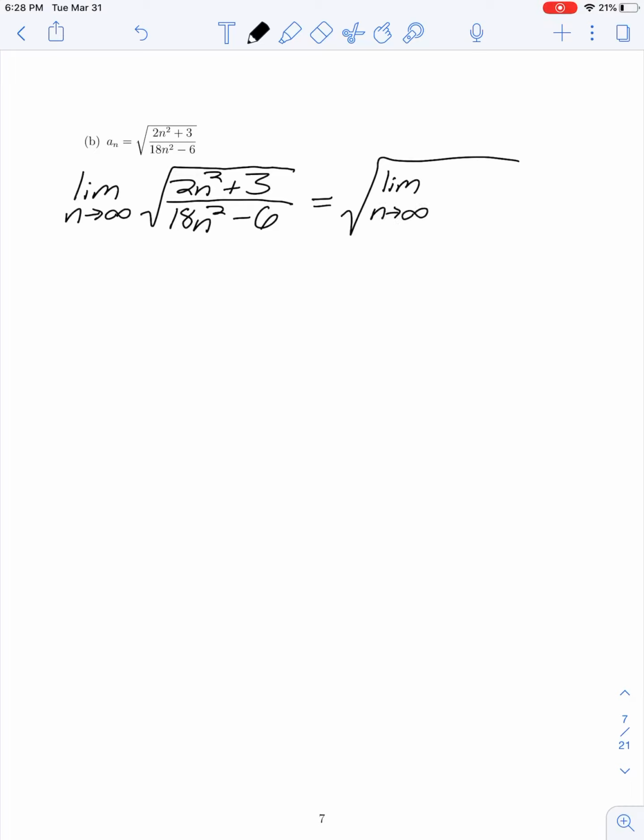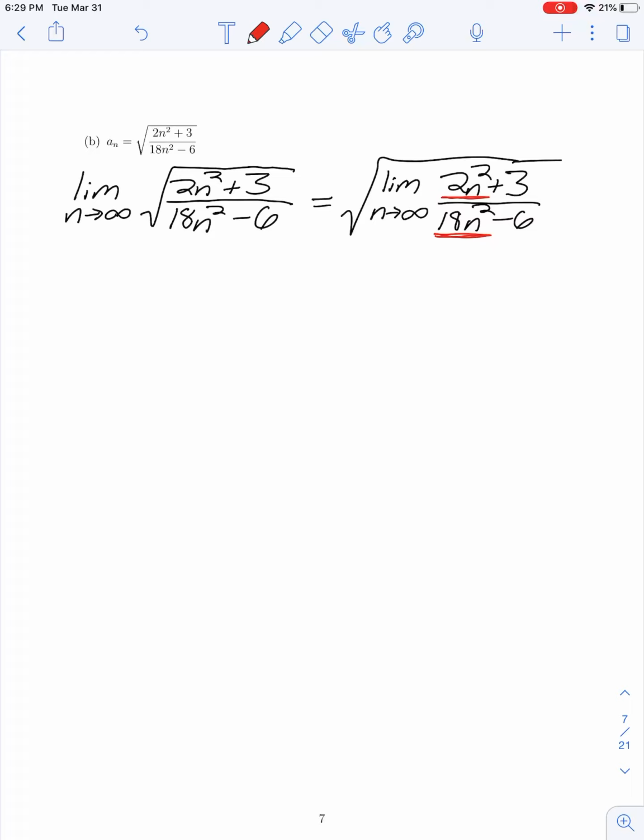Now, I know that the square root function is a continuous function, so I could move my limit inside of the square root here. And I would have the square root of the limit as n approaches infinity of (2n squared plus 3) divided by (18n squared minus 6). So now, underneath the square root, we have the infinite limit of a rational function. And now this is pretty similar to what we saw in part A.